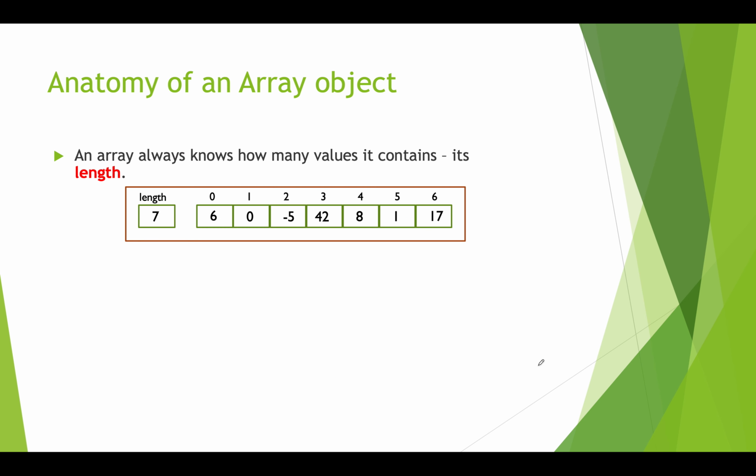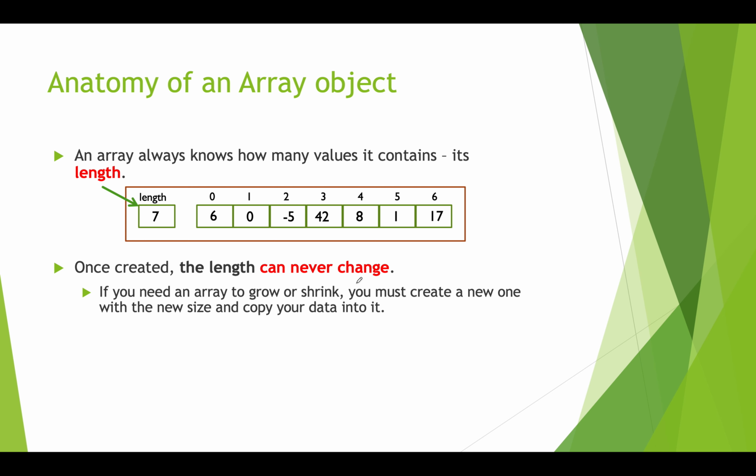So here's the anatomy. An array always knows how many values it can contain, and that is its length. So here we have 7. And even if all of these values were 0, we hadn't really put real numbers in here yet, the length would still be 7. The length refers to the number of slots there are. Okay? That length can never ever change once you've created the array. So if you need an array to get bigger, what you're going to have to do is create a bigger array and copy the values from the smaller array into the bigger.